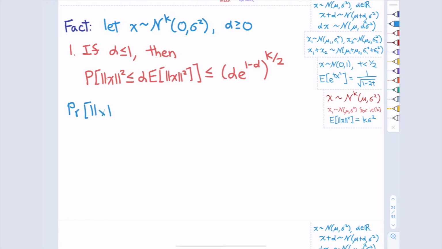So we'll start with, what are the odds that x squared is less than or equal to alpha times the expectation? Let's make things a little bit easier. Up to scaling, these are all the same, so I'm just going to worry about the case where the variance is 1. In that case, the expected value of the length is k as opposed to k sigma squared. Everything's the same up to scaling, and it's less notation for me, which is less notation for you. So I'm worried about the probability that the length squared is less than alpha k.